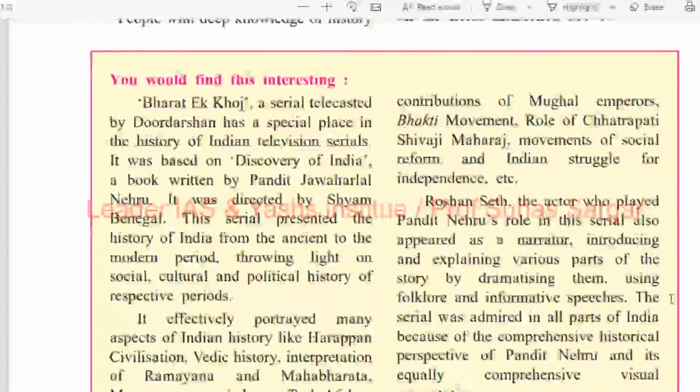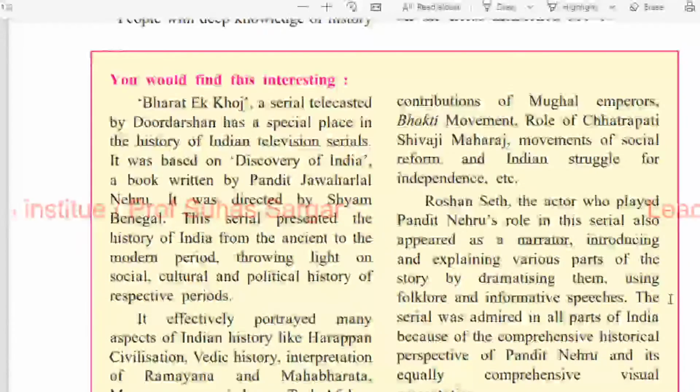In box, you will find these interesting. Bharat Ek Khoj, a serial telecast by Doordarshan, has a special place in the history of Indian television serials. It was based on The Discovery of India, a book written by Pandit Jawaharlal Nehru. It was directed by Shyam Benegal.